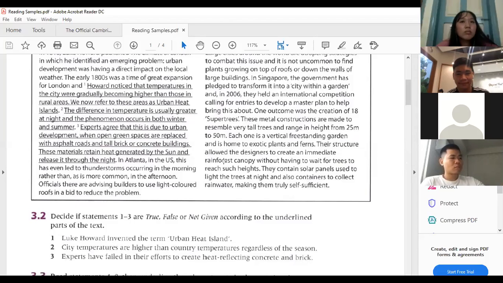But another one, do you see any sentence? Remember, it's in order. So 1, 2, so it's number 3 right here. Did they mention anything about their effort or failure of their effort? Read the ones with number 3 right here. It's not given, but why? The sentence says experts have failed in their efforts to create heat reflecting concrete and brick. But number 3 on top, they just agree. They didn't say that they fail or anything, so it's not given.